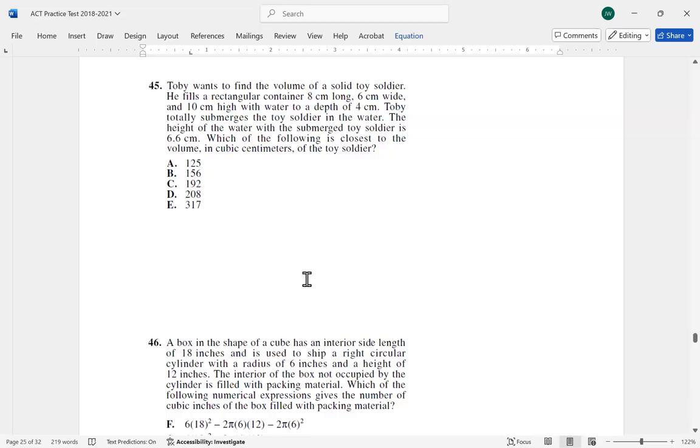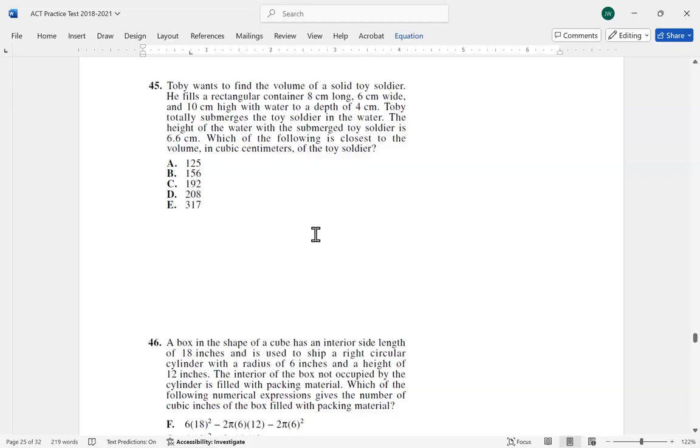Question 45. Toby wants to find the volume of a solid toy soldier. He fills a rectangular container 8 centimeters long, 6 centimeters wide, and 10 centimeters high with water to a depth of 4 centimeters. Toby totally submerges the soldier in the water. The height of the water with the submerged soldier is 6.6 centimeters. Which of the following is closest to the volume in cubic centimeters of the toy soldier?